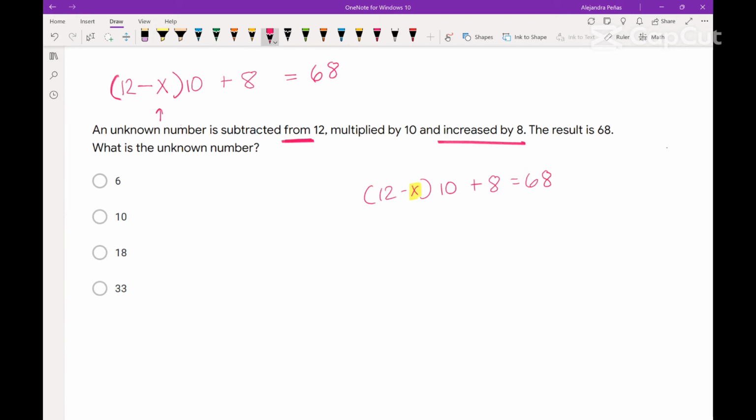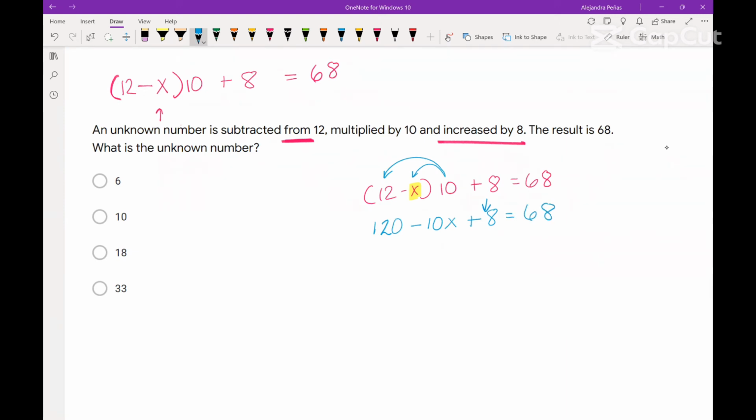Whenever you have a problem like this, the first thing you want to do is get rid of any parentheses because you're not going to be able to do anything inside the parentheses until you get rid of it. The way to get rid of it is you're going to need to distribute. You're going to take the number that's outside the parentheses and multiply times what's inside the parentheses. So you're going to have 12 times 10 is 120 minus X times 10 is 10X. And then this 8, you didn't do anything to it, so plus 8 equals 68.